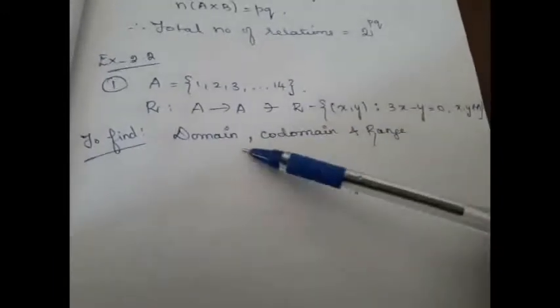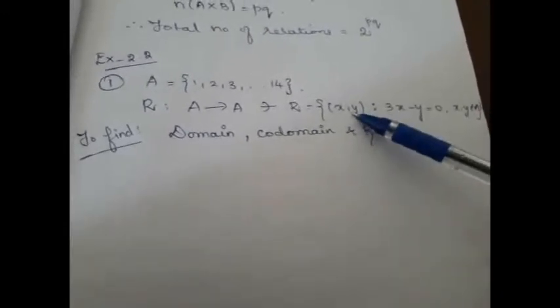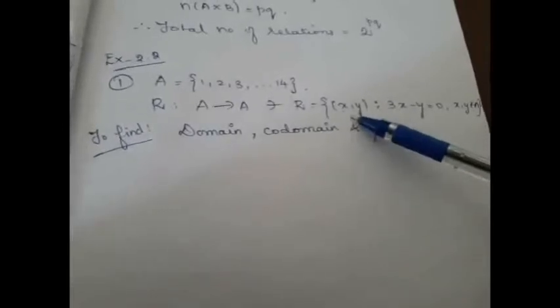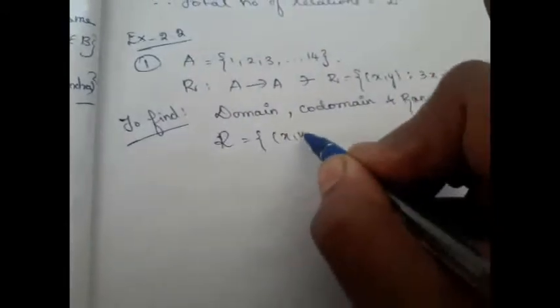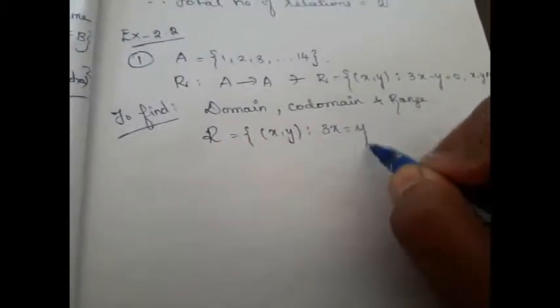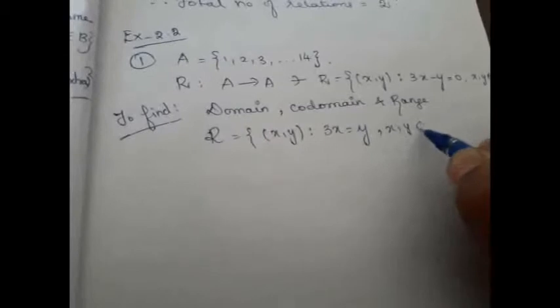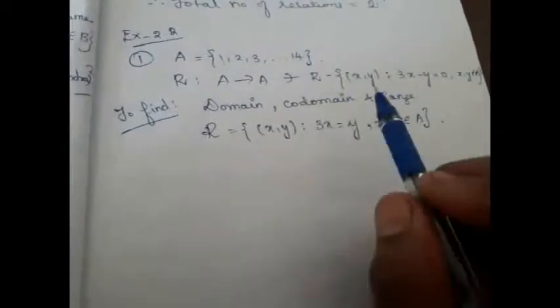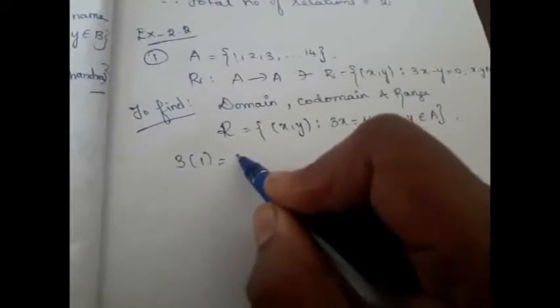So before listing out the domain, codomain and range, first we will list out the elements of the relation, right? How will we list out the elements of the relation? Now R is nothing but the set of all x comma y such that 3x minus y equals 0, which is nothing but 3x equals y, where x and y belong to set A. Now one by one you have to check. I am going to take the first element of A. This is defined between A itself. So 3 into the first element of A, 1. 3 ones are 3.